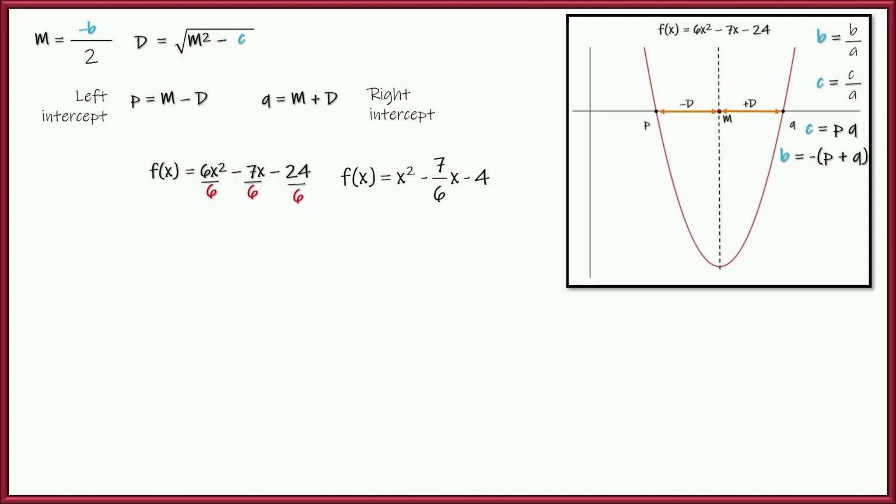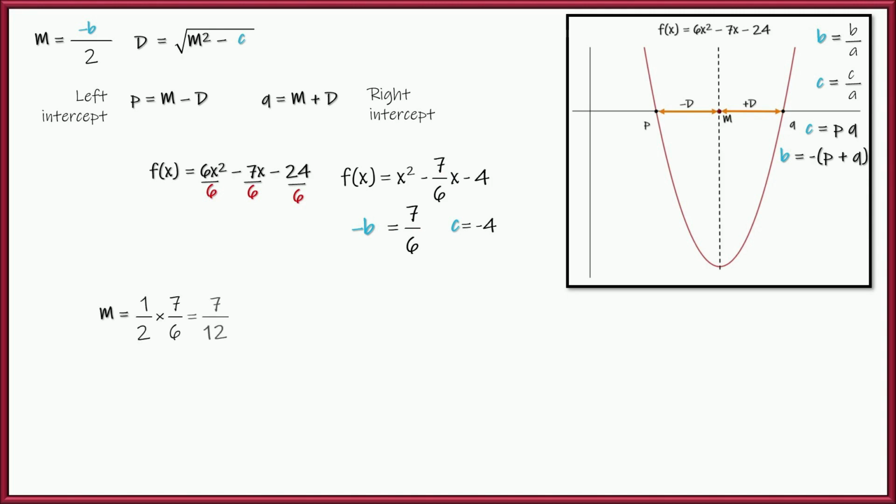So let's talk about b. We've got to be careful. B is negative, right? Negative b right here. So it's already negative, so the negative of a negative is positive. So negative b is 7/6. C is negative 4. All right, so let's plug that stuff in and find m, and let's find d.